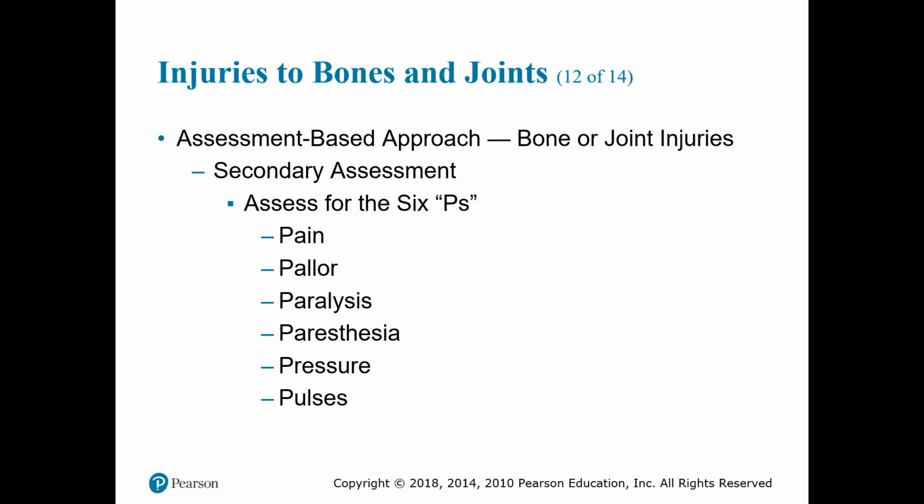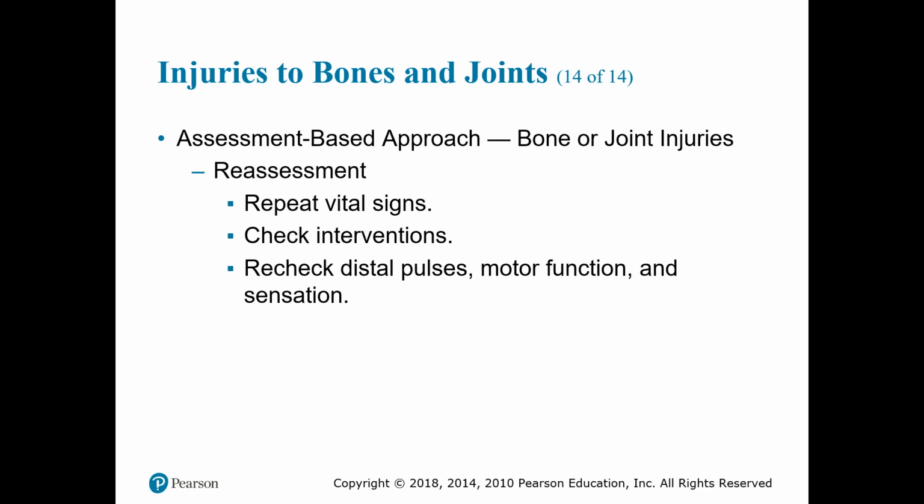So another mnemonic that we can utilize when doing our secondary assessment for injuries to the bones and joints is the 6 Ps. So pain, pallor, paralysis, paresthesia, pressure, and pulses. So do your pain assessment, look for discoloration, look to see if that patient is able to move properly, and make sure that they're not feeling any numbness or tingling. Pressure, ask them if they feel pressure built up, because that's going to be from the swelling and the fluids building up. And then also checking for pulses in the distal portion of that injury site.